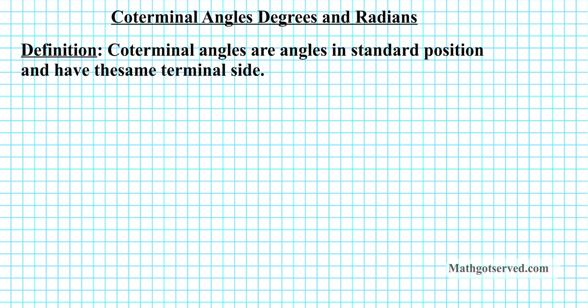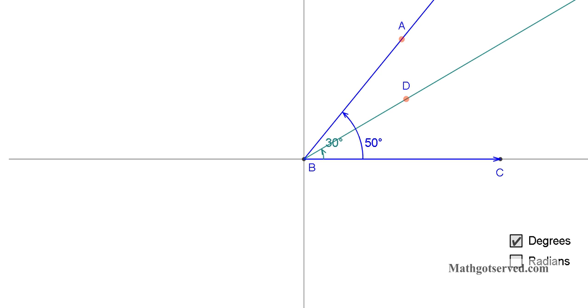So let me give you a graphical representation of the definition of coterminal angles. Let's take a look at this illustration here. We have two angles, angle CBA and CBD. Let's say that the small angle CBD has a measure of 30 degrees. I want to find a positive coterminal angle to angle CBD.